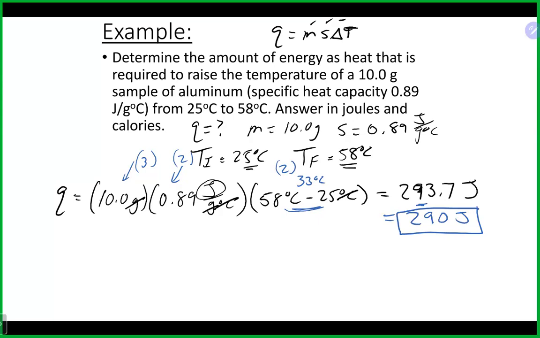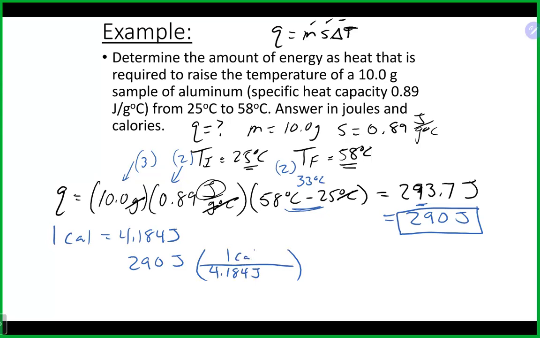It also wants us to convert it to calories. So we want to use our conversion between joules and calories. And again, 1 calorie is 4.184 joules. So we'll take our proper sig fig number there and we'll go with 4.184 joules on the bottom, 1 calorie on top, again, multiplying the top, dividing the bottom. The joules are going to cancel. We'll use the rounded number, I guess. There we go. We'll end up with 69 calories in this case.